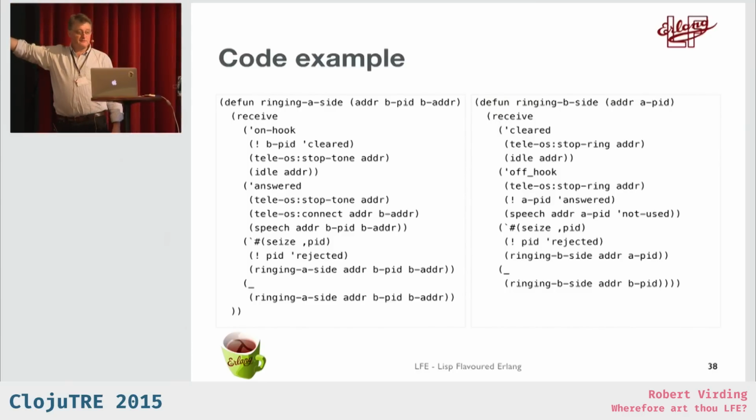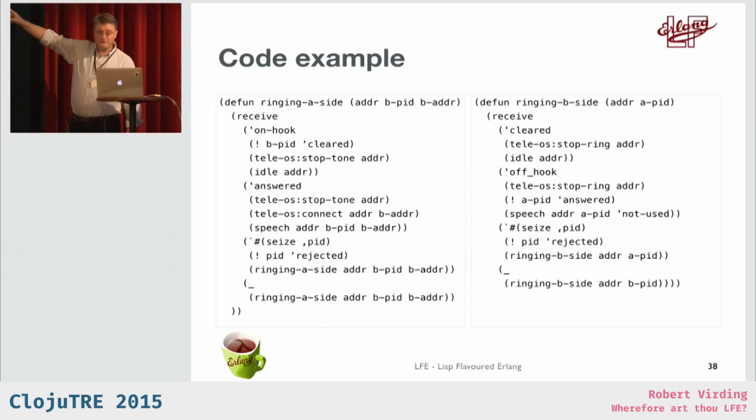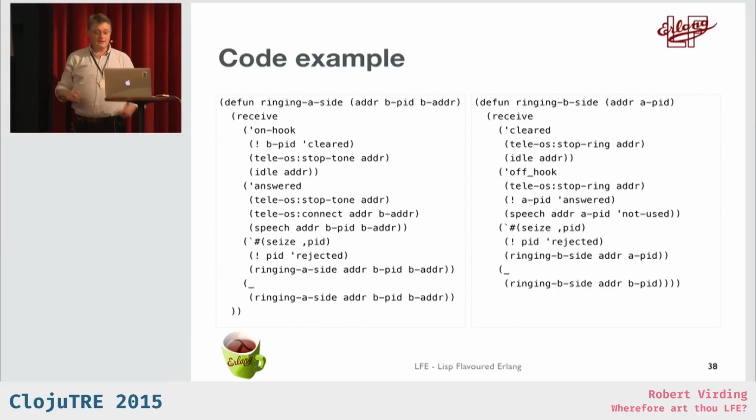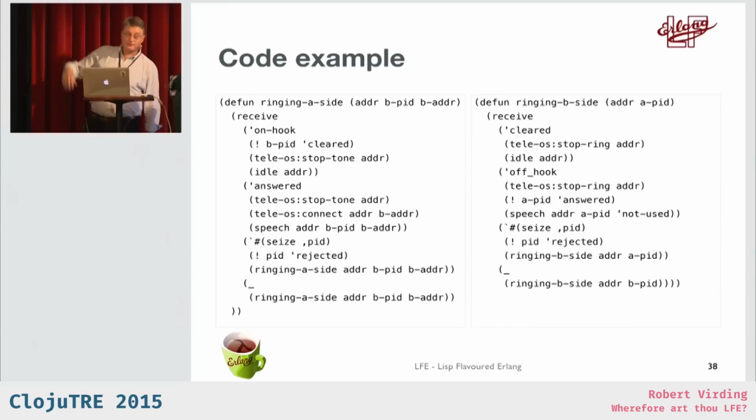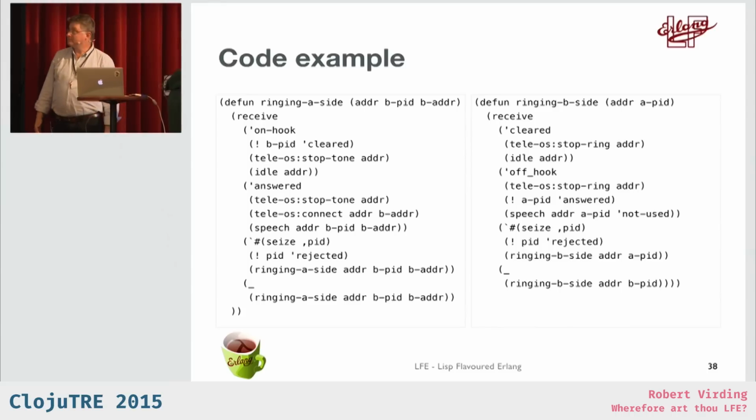Now, when the A side gets an answered, it stops the tone and connects the switch. By custom, it's the A side which connects the switch, so that's what the connect does. It physically connects the switch, so now the A and B side phones are talking to each other. And we again go to the speech state by calling the speech state function.